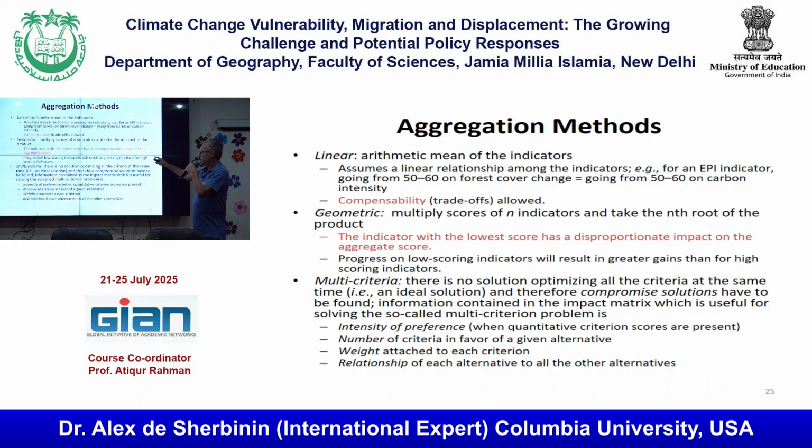I think that's spelled out pretty clearly. And then in a multi-criteria method, there's no solution optimizing all the criteria at the same time, and therefore compromise solutions have to be found. Information contained in the impact index, which is useful for solving the so-called multi-criterion problem, is intensity of preference, number of criteria, weight, etc.